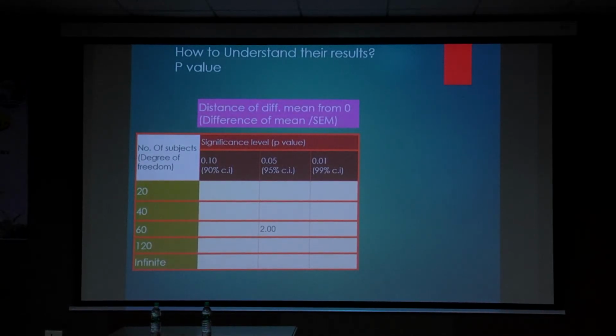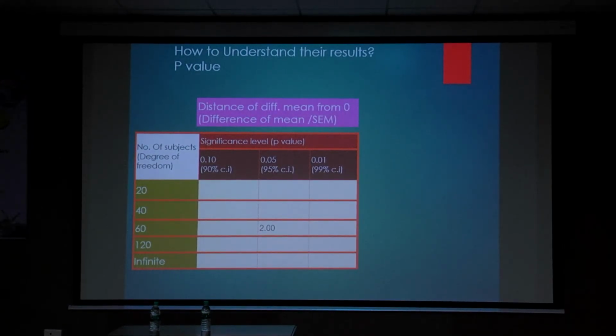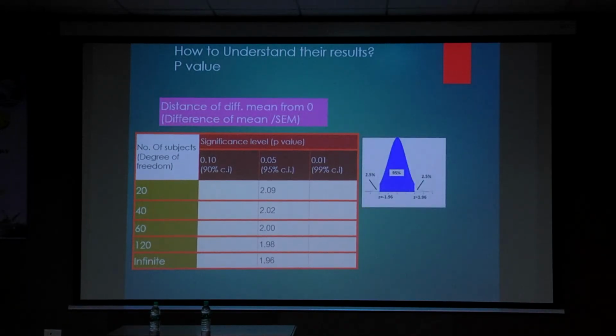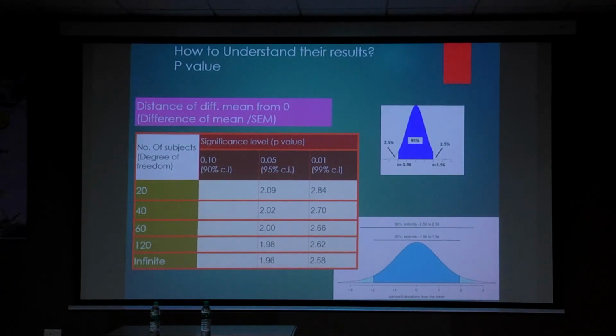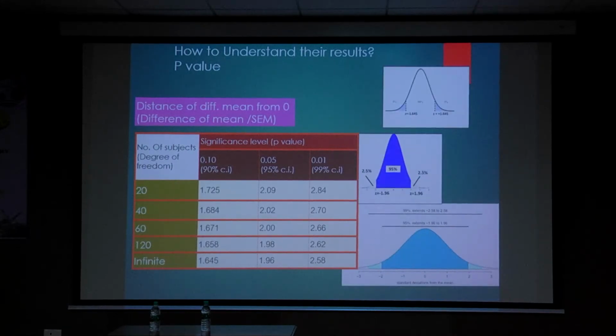So how to understand the p value. The two standard deviations around the mean will include the 95% confidence interval, but this value is not constant in all the subjects and sample sizes. As the sample size varies, this value will also vary slightly. If the sample size is increasing, the value will slightly decrease. If the sample size is decreased, the value will slightly increase. So these are the values we will get for the 95% confidence interval in different sample sizes. The same way we will get the 99% and 90% confidence intervals.